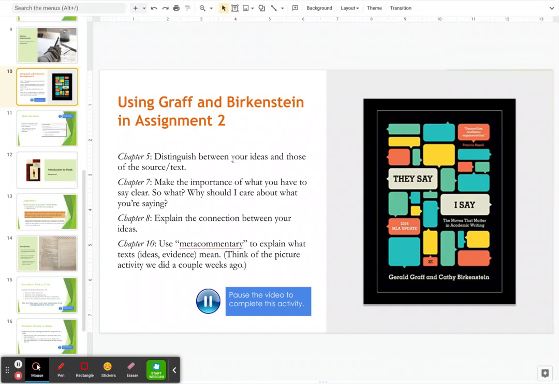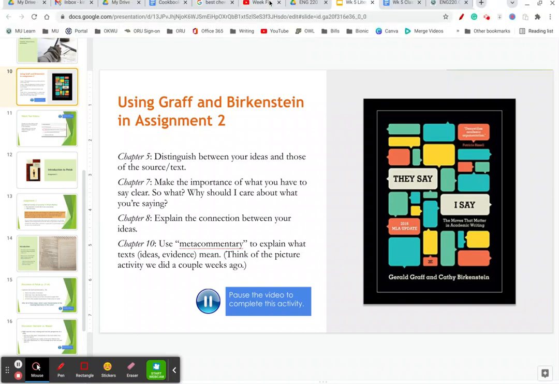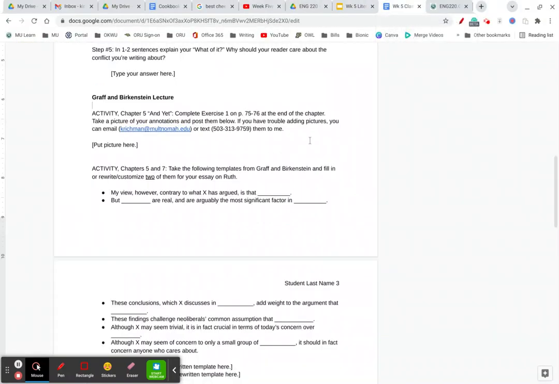So in chapter 7, what Graf and Birkenstein are explaining is how to make the importance of what you have to say clear. Like the so what, why should I care about what you're saying? And that's pretty much identical to what Adler and Van Doren are saying with their what of it. It's essentially the same question. You're explaining to your reader why should they care about what you are writing and why is it important.